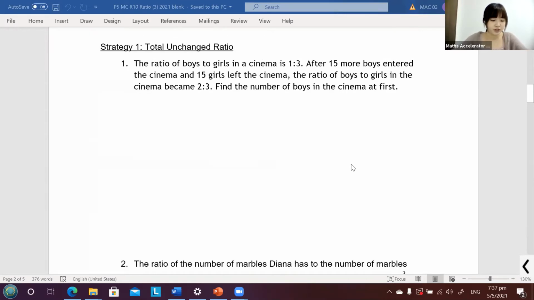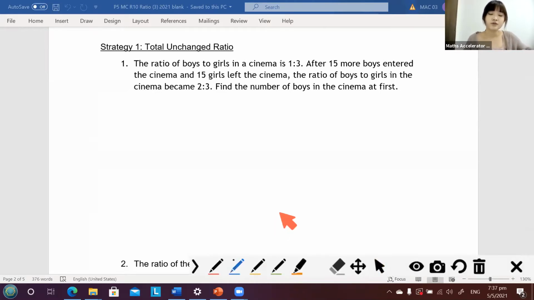So let's start with the first question. The ratio of boys to girls in the cinema is 1 to 3. So if they tell you boys to girls, you have to follow along: boys to girls. After 15 more boys entered the cinema and 15 girls left the cinema, the ratio of boys to girls in the cinema became 2 to 3. Find the number of boys in the cinema at first.